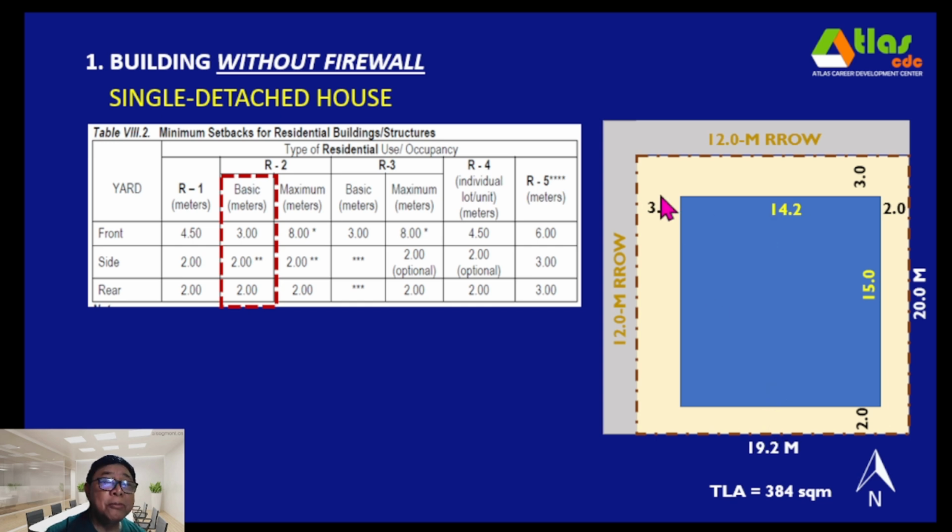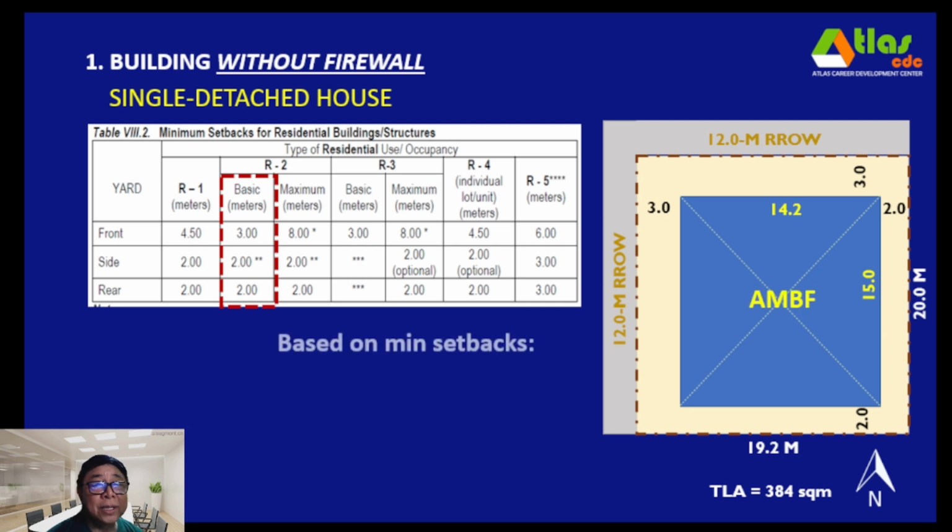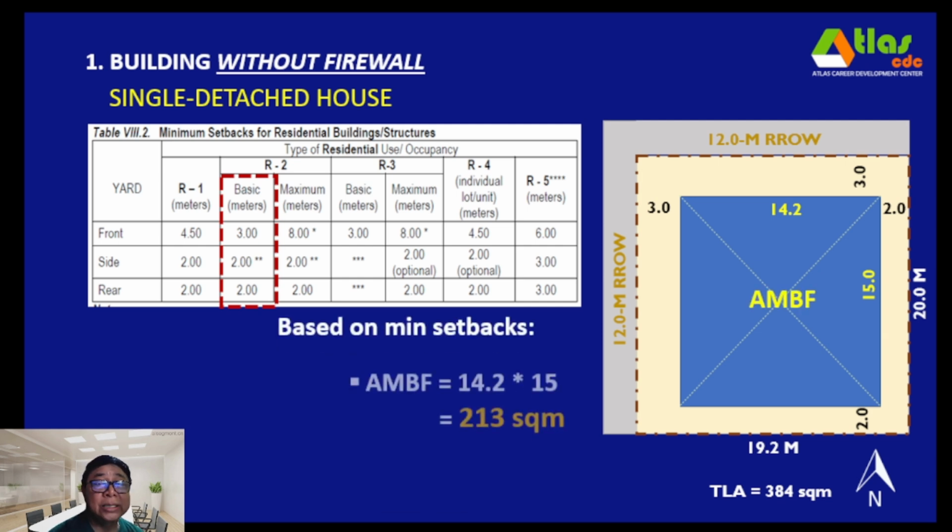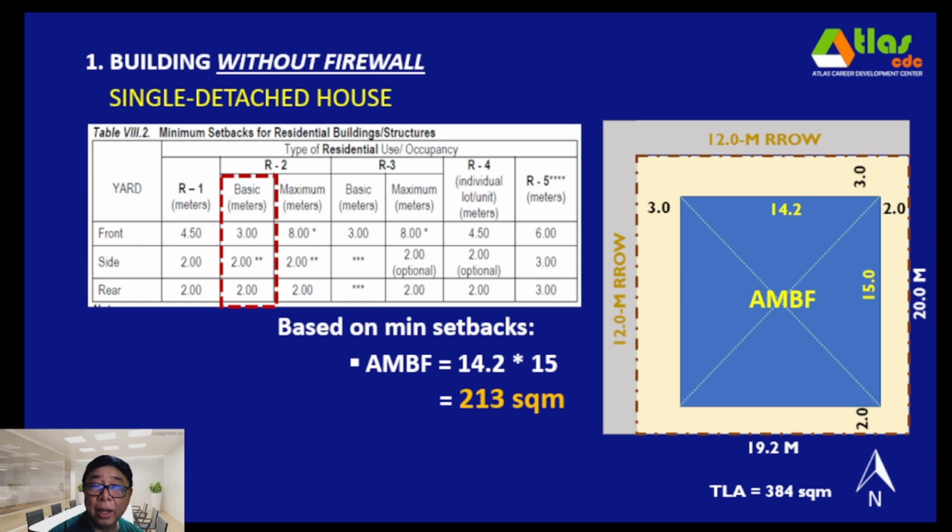So if we are going to compute for the area of this blue portion, which is the maximum building footprint, you only have to multiply the two maximum dimensions of 14.2 by 15 meters, which will now give you the AMBF based on the minimum setbacks at 213 square meters. So just divide it by our total lot area here of 384 square meters, which will give you the maximum PSO at 55.47%.